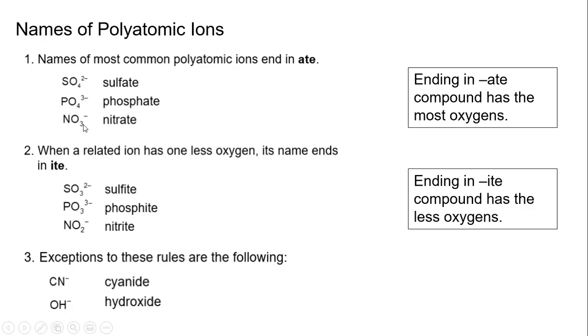Nitrate has 3 oxygens with a negative charge overall. Nitrite has 2. So if you learn the common ones, then you can also understand that if it's an ite, it's 1 less, but the charges themselves do not change.